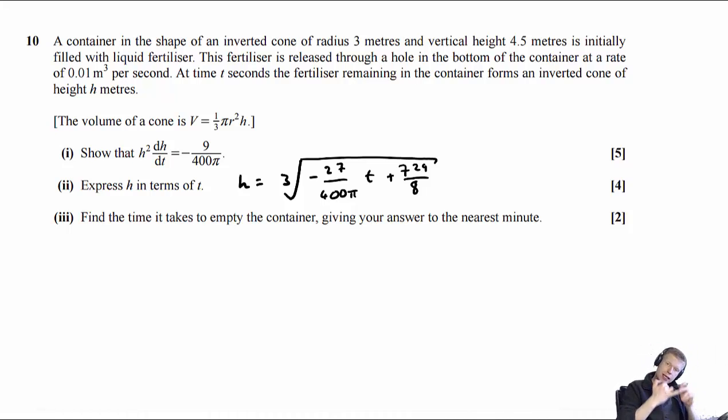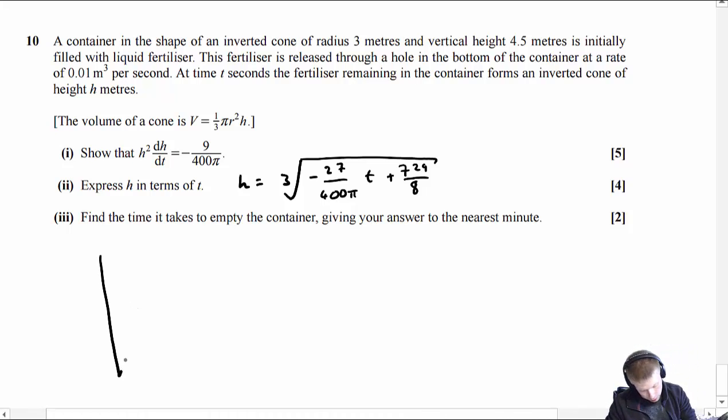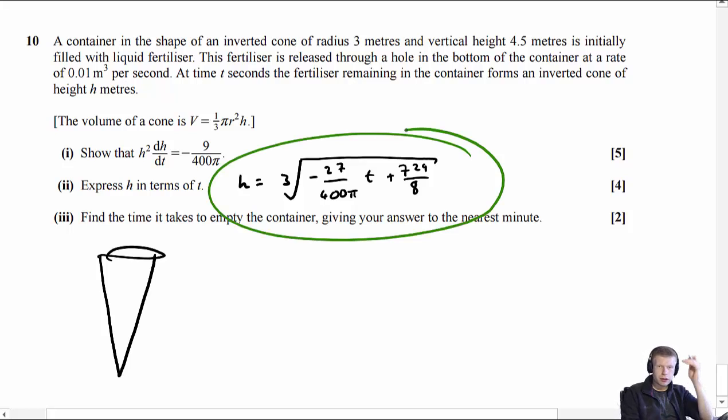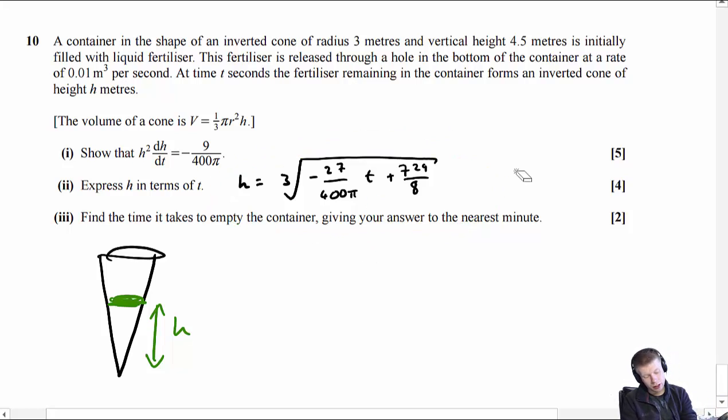Basically, what we need to do is this: we've got this container, and it's filled with liquid fertilizer. We know that this gives the height of the amount of fertilizer left in the container at some time. So if you want to find the height of the fertilizer left at, say, 5 minutes, you stick t equals 5 in there, and this equation will tell you how much fertilizer you've got left. So it says how much time it takes to empty the container.